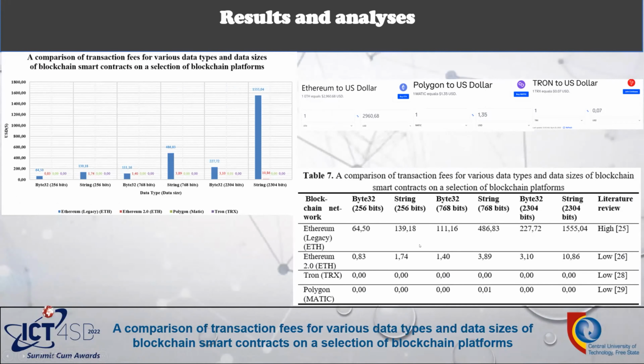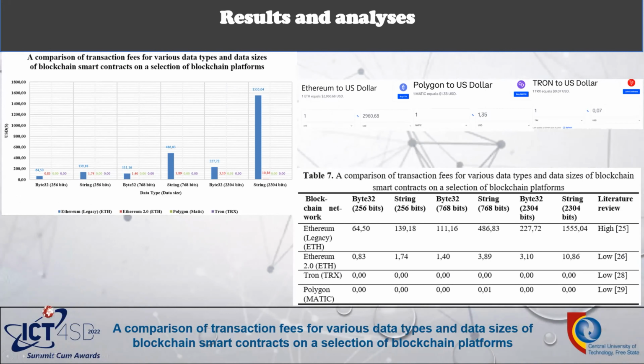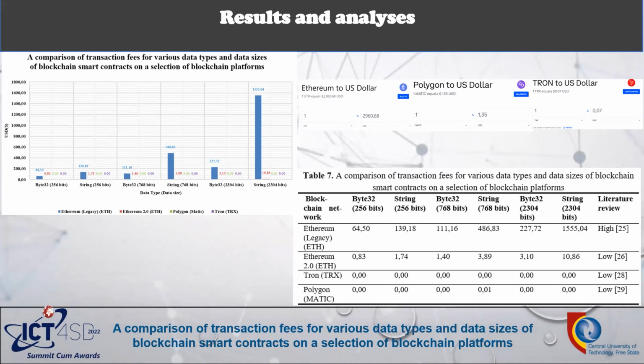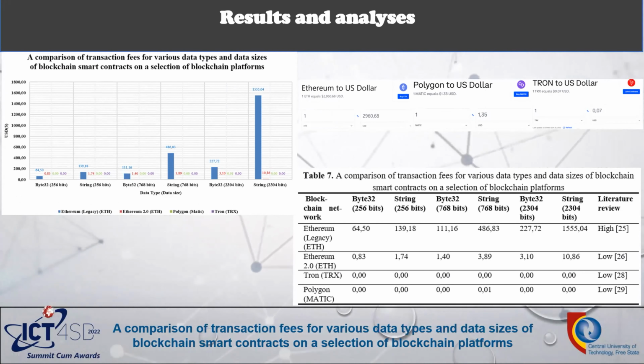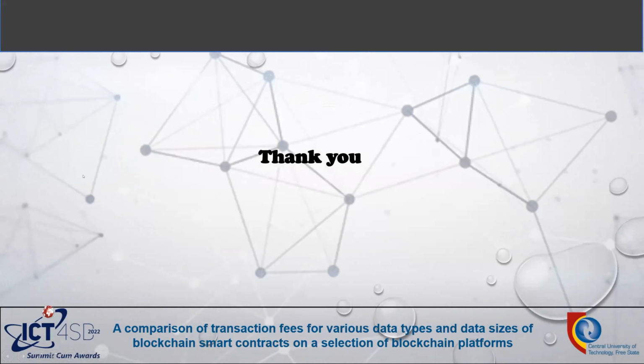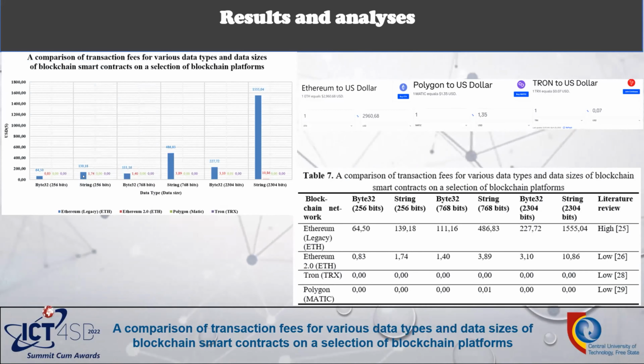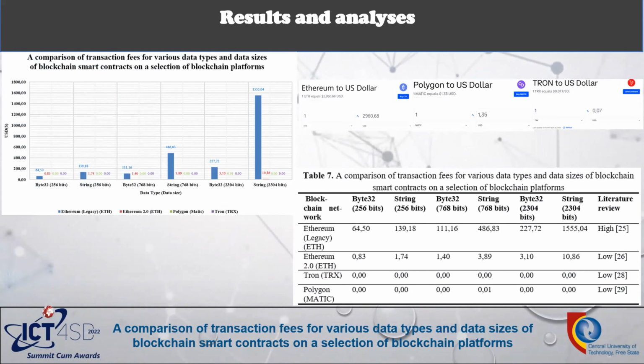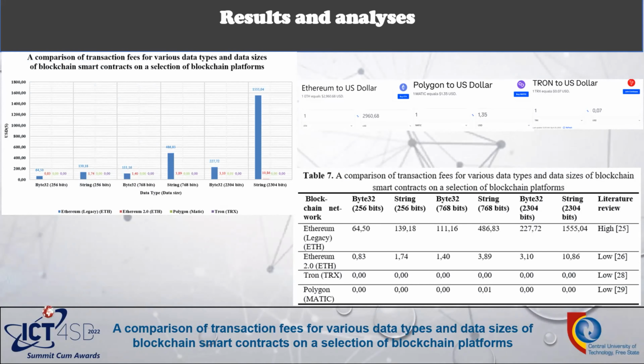The results indicate that with respect to test 1, storing data type string of 256 into Ethereum blockchain, the transaction fees are high as per the literature review, as you see on table 7 there. With respect to test number 2, storing data type of 768 into Ethereum 2, Tron, and Polygon, the transaction fees are low. With respect to test number 3, storing data type string of 2304 bits, the Ethereum 2, Tron, and Polygon platforms' transaction fees are low. This proves that blockchain virtual machines operate with 256 bits.